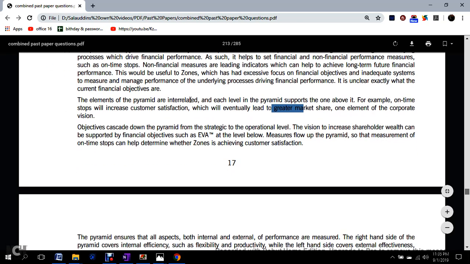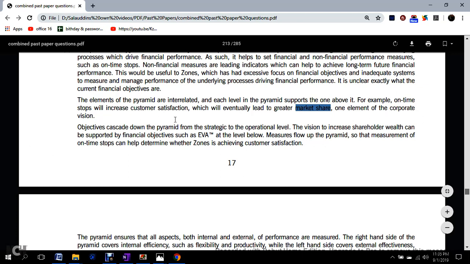The elements of the pyramid are interrelated. This has been discussed. At each level of the pyramid, suppose the one above it. So one level supports another level above it. For example, on-time stops will increase customer satisfaction, which will eventually lead to greater market share. Greater market share is an element of corporate vision, becoming a leading business.